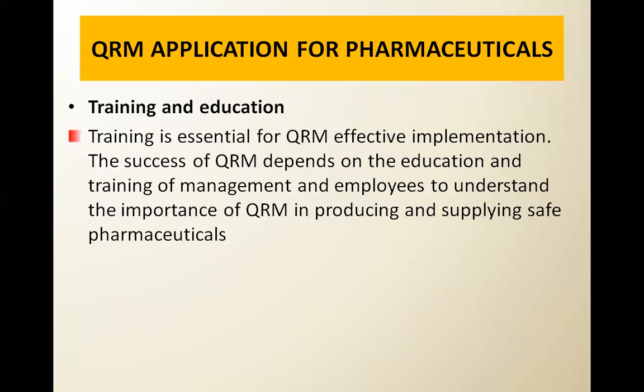Number one is training and education. It is used in training and education in the pharmaceutical industry. What will happen? The person who has training and education for this QRM will effectively implement this QRM. The person who has the knowledge will effectively implement it. So first we have to train.